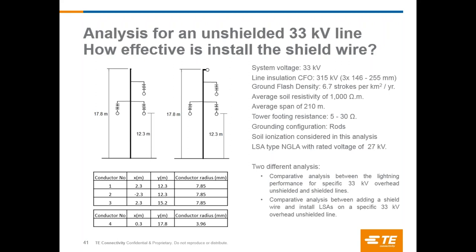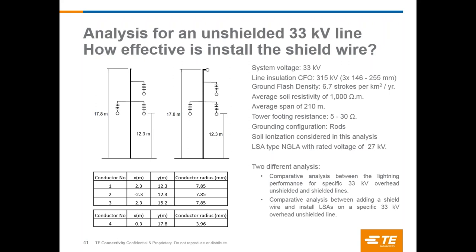This example shows a system of 33 kV, line insulation critical flashover voltage 315 kV, three insulators with 606 millimeter pitch by 225 millimeter diameter, ground flash density 6.7 strokes per square kilometer per year, average soil resistivity of 1000 ohm meter, average span 210 meter, tower foot resistance changing from 5 to 30 ohms. In this case, you are considering the ground configuration most common in distribution networks, rods. And in this case, soil ionization is considered in this analysis.